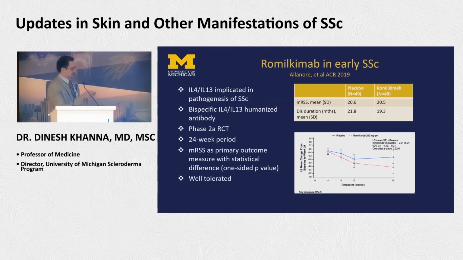The other one is a drug called romilkimab in early scleroderma, which targets IL-4 and IL-13, which are implicated. Again, a much larger improvement in the patients who got IL-4, IL-13 inhibition compared to placebo. But the take-home message, the patients to treat are early disease. See, the patients had less than 2 years of disease duration.